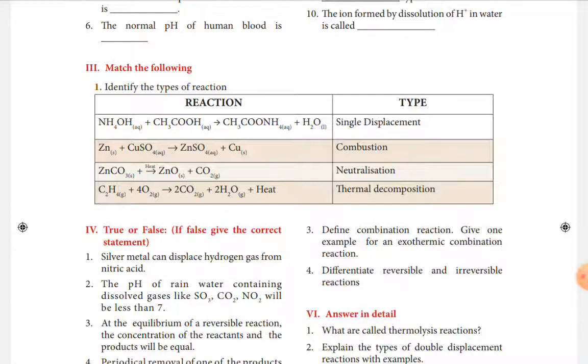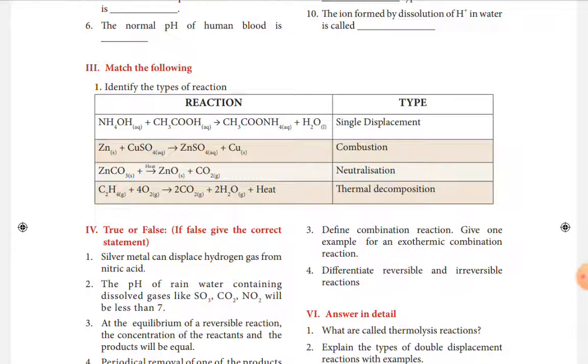Then C2H4 plus oxygen gives 2CO2 plus 2H2O plus heat. Here see, hydrocarbon ethene burns in the presence of oxygen. So hydrocarbons normally burn in the presence of oxygen, and carbon dioxide and water are formed. This is a burning process. Burning, that is called combustion.